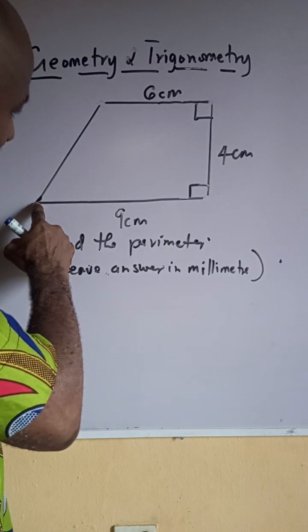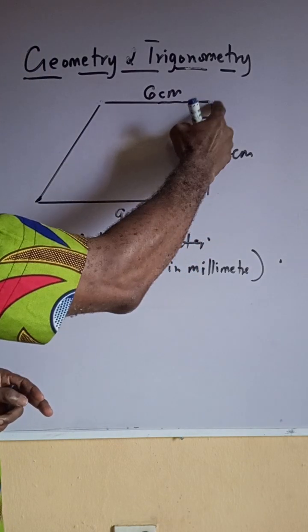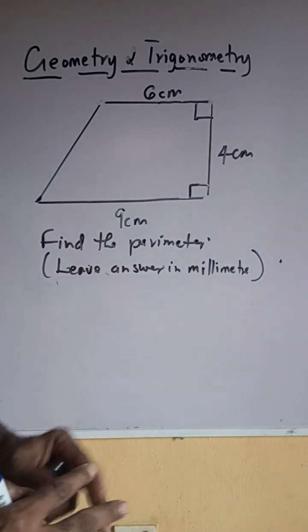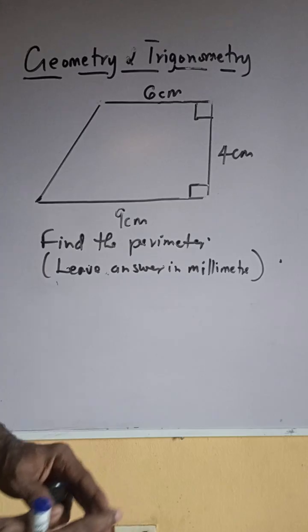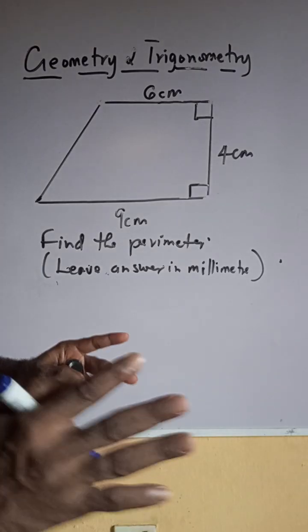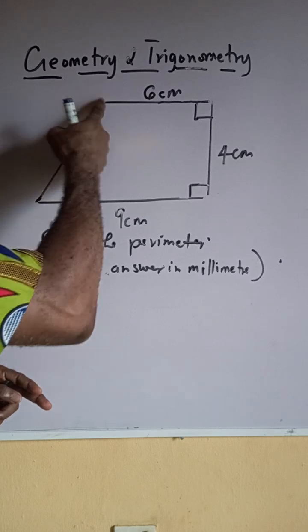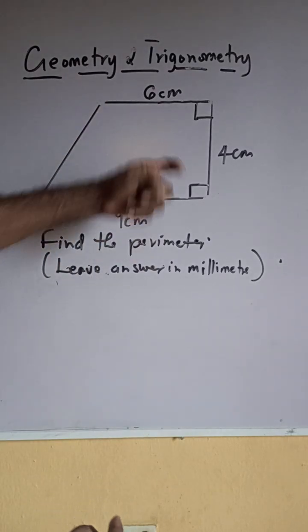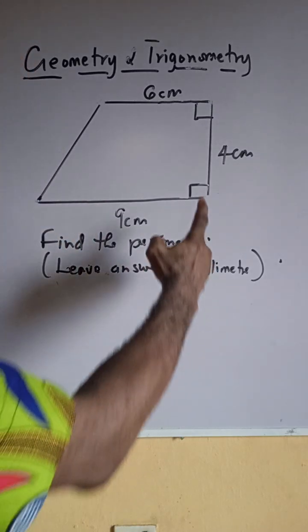If we know from here to here, which is 9 cm, and we add it to this, add it to this, add it to this, we have the total distance. Now, we cannot successfully determine the perimeter of this shape without finding out what this length is from here to here.